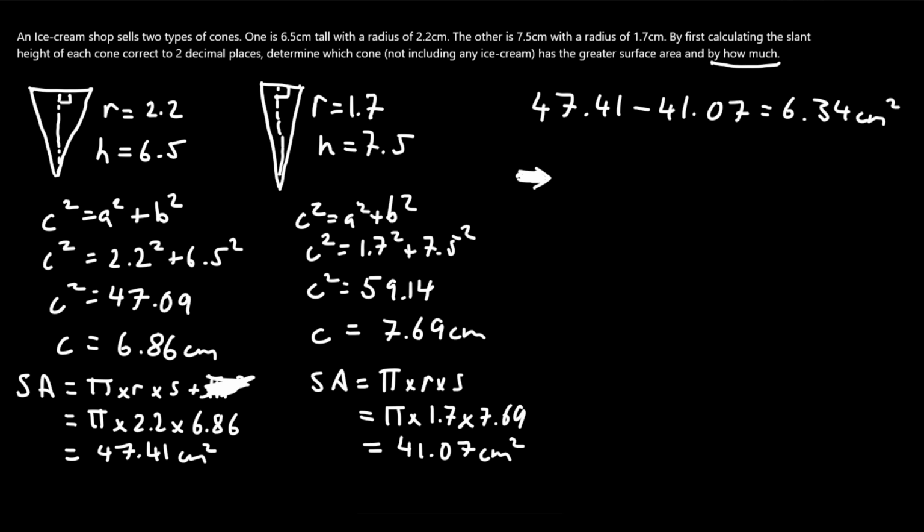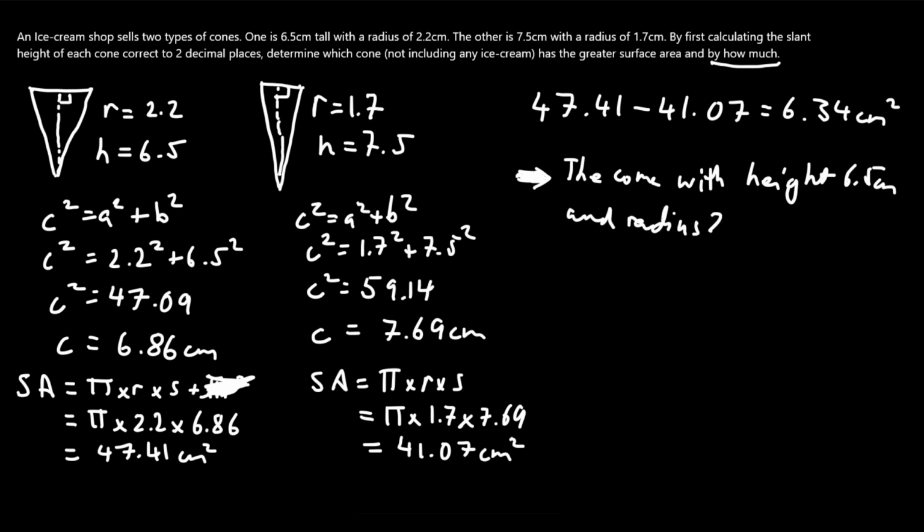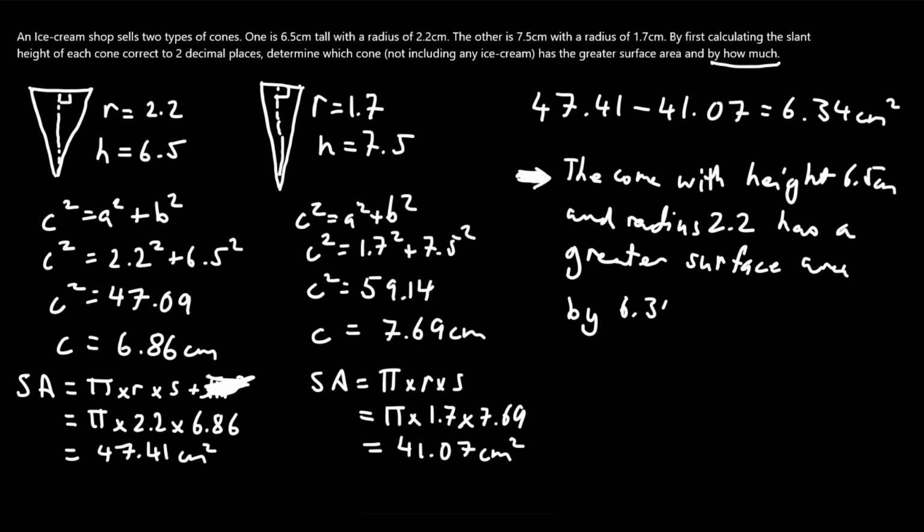So this one, it's a worded question. Let's write it down. So the cone with height 6.5 centimeters and radius 2.2 has a greater surface area by 6.34 centimeters squared. And that's it for today.